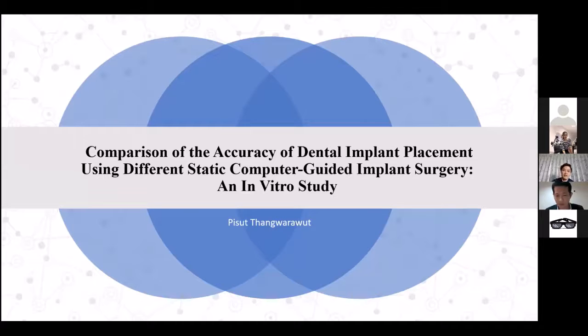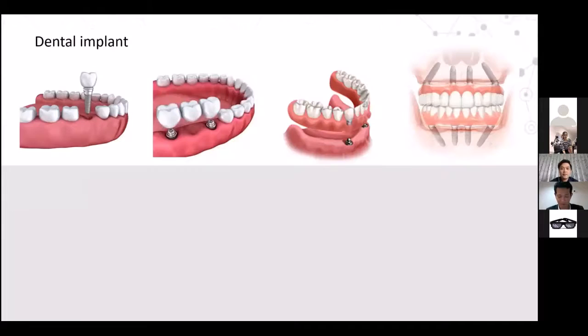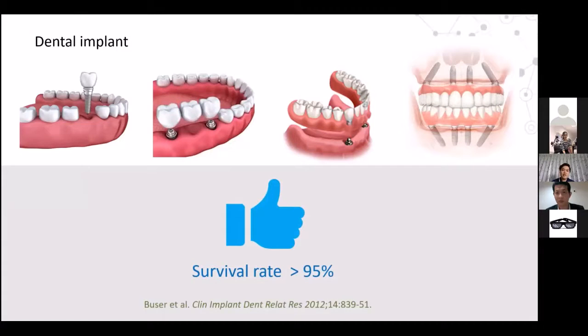The topic is comparison of the accuracy of dental implant placement using different static computer-guided implant surgery, an in vitro study. The dental implant is widely used in edentulous patients. In long-term follow-up for 10 years, Buser et al. found the survival rate is more than 95%.